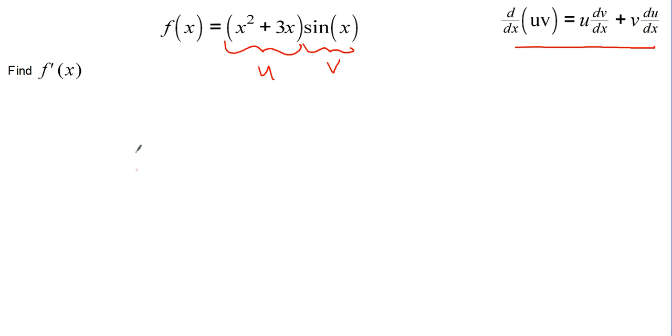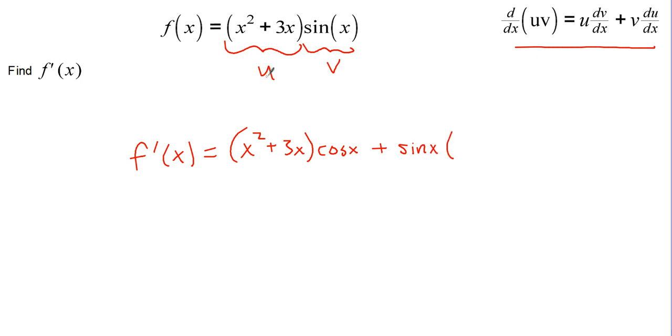So in this case, f prime of x should equal u, x squared plus 3x, times the derivative of v, which is cosine x, plus v, which is sine x, times the derivative of u, which using the power rule is 2x plus 3. And that's our derivative.